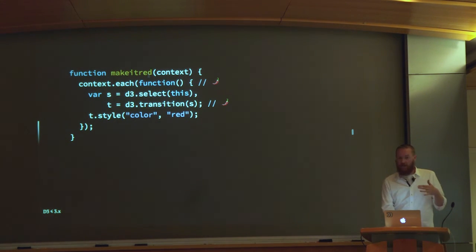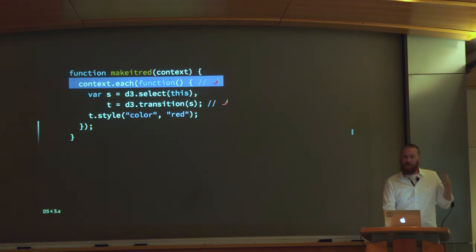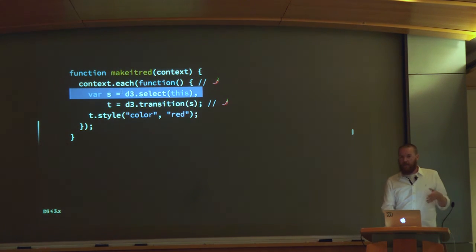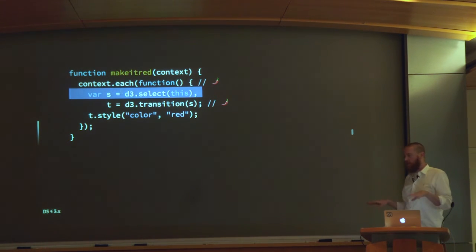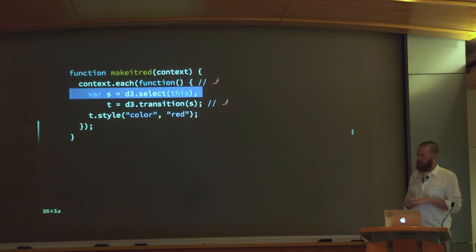So here you've got your function, which is going to make things red. And then you're calling context.each, which is either selection.each for selections or transition.each for transitions. You're then creating a selection which is just the single element, right? So it's going to be repeated for each element you've selected, but you're changing D3's normal declarative style where you're operating on sets of elements and you're now just operating on this one element individually.